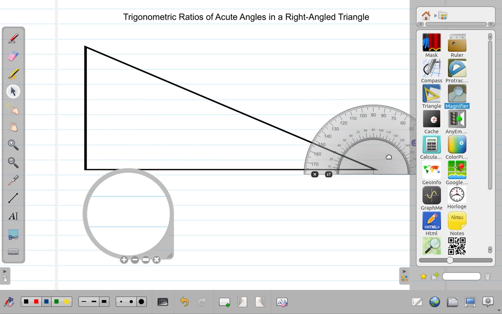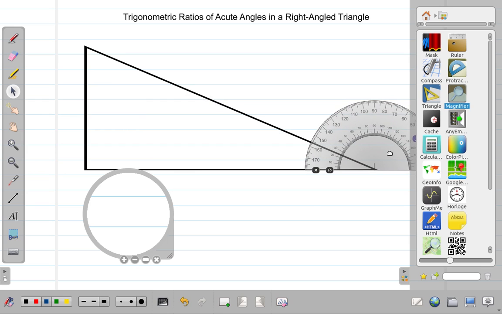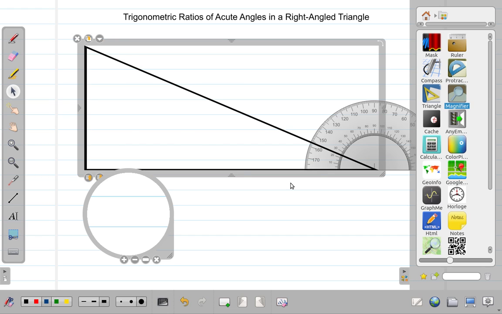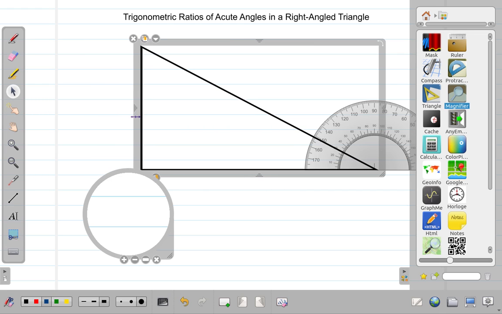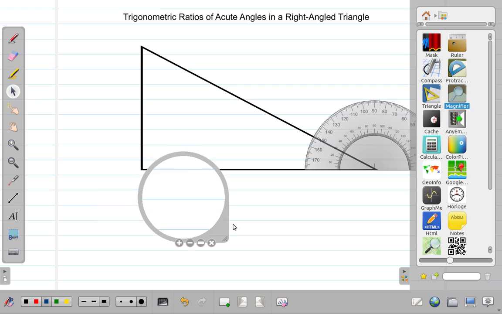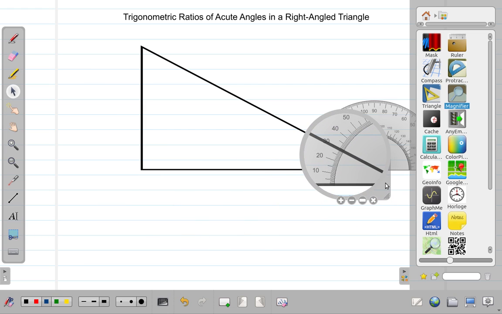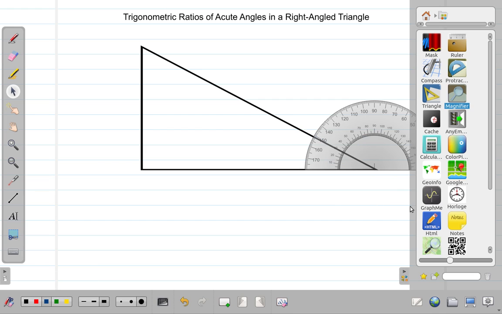Now let me see what this angle measures. Guess what? I want this angle to be about 30 degrees, so let me shift my triangle. Let's get a closer look. It's just about 30 degrees. Nice. Now we know that that's our 30 degrees.